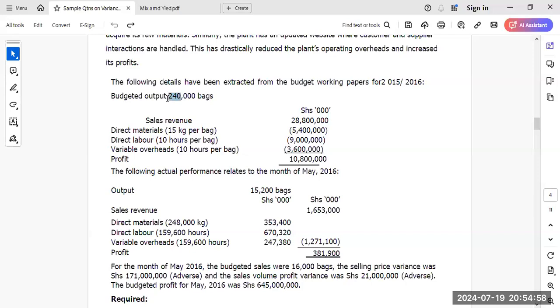Are you doing that on your calculator? Yes. Get this, divide by 240. Then the answer you get will be direct labor per bag. But we need direct labor per hour. So you divide by 10. I repeat, get this, divide by 240. Don't add these 3 zeros because these 3 zeros cancel out with these 3 zeros above. So just get 9 million divided by 240. The answer you get divided by 10.